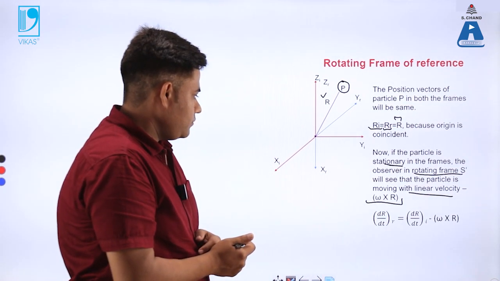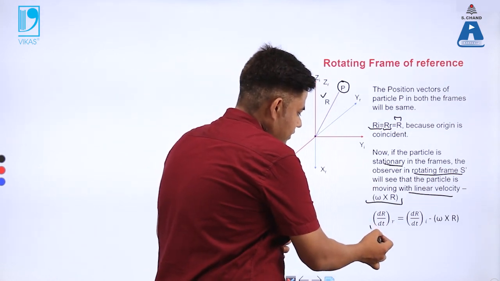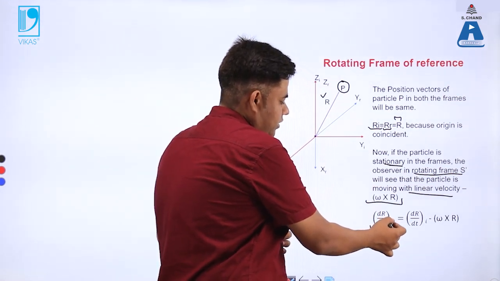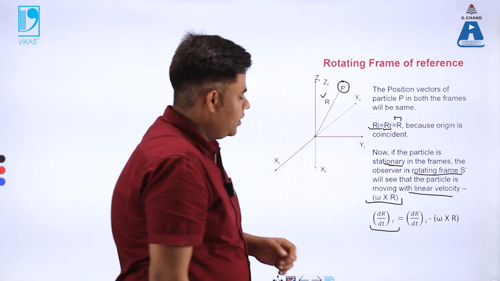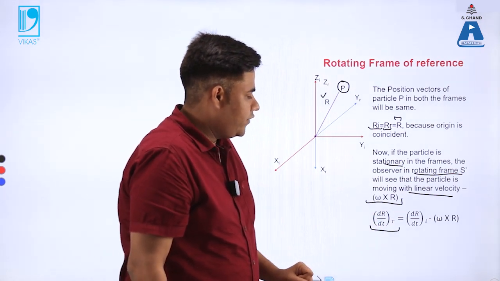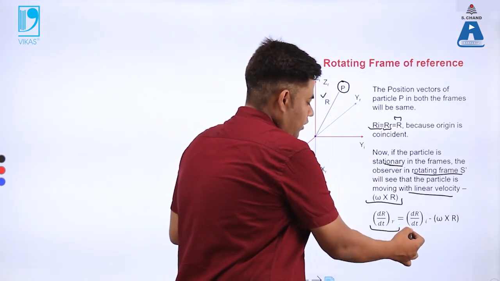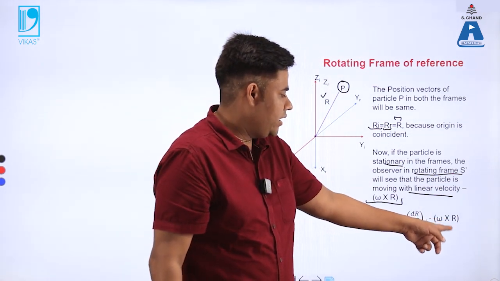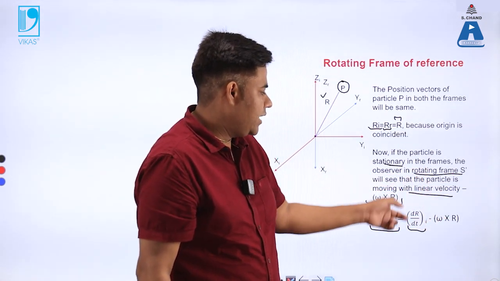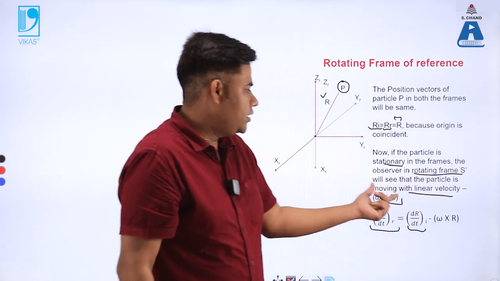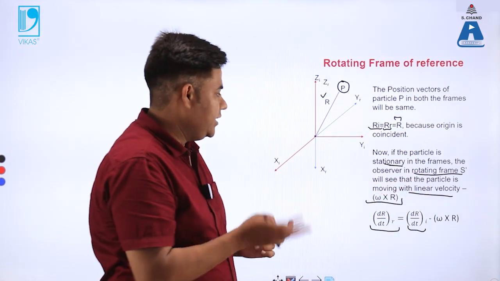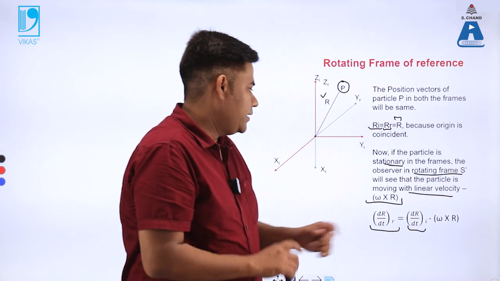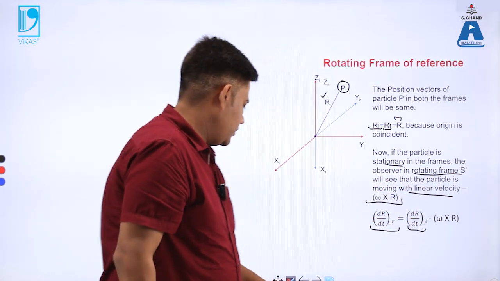So this expression, the velocity of this particle in the rotating frame of reference, is equal to the velocity of the particle in the inertial frame of reference minus omega into r. Omega into r is the velocity with which the observer in the rotating frame would see the particle, and that particle would be having this linear velocity.